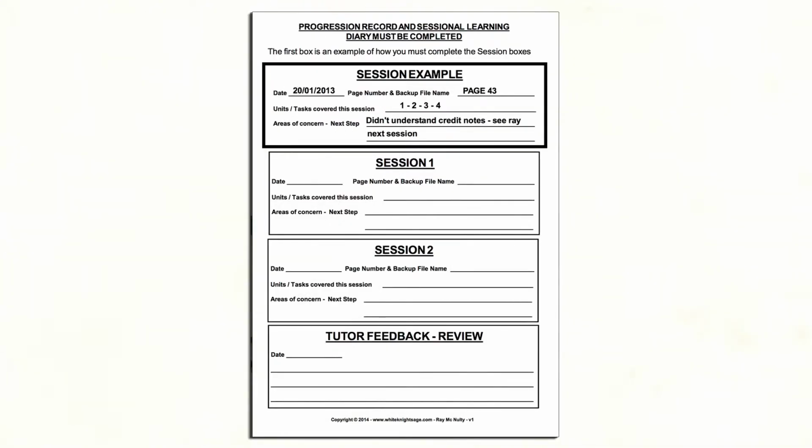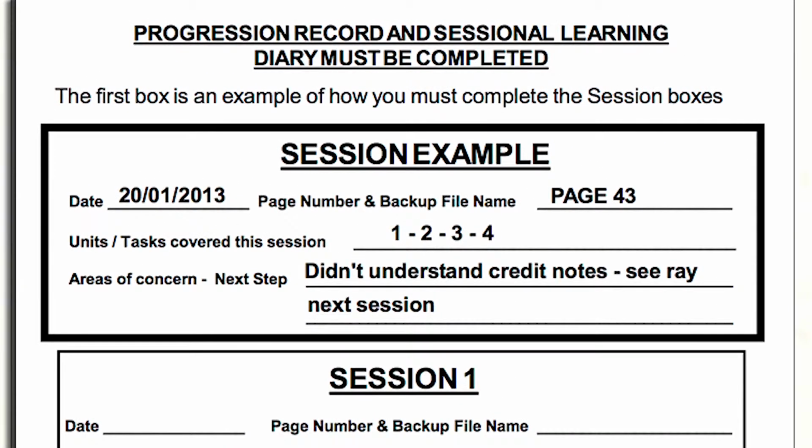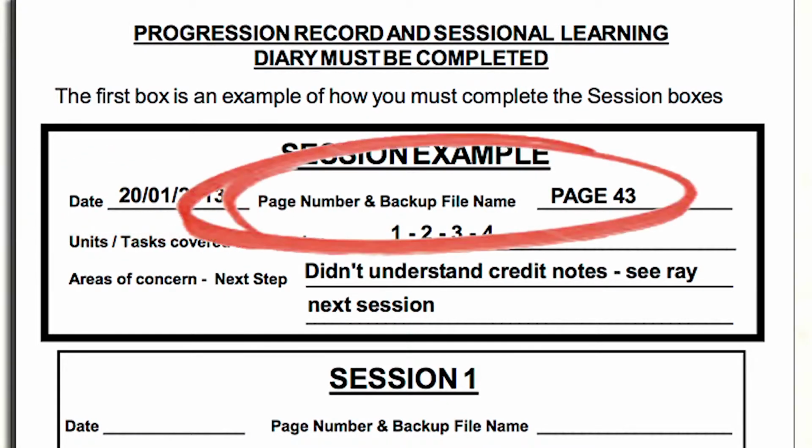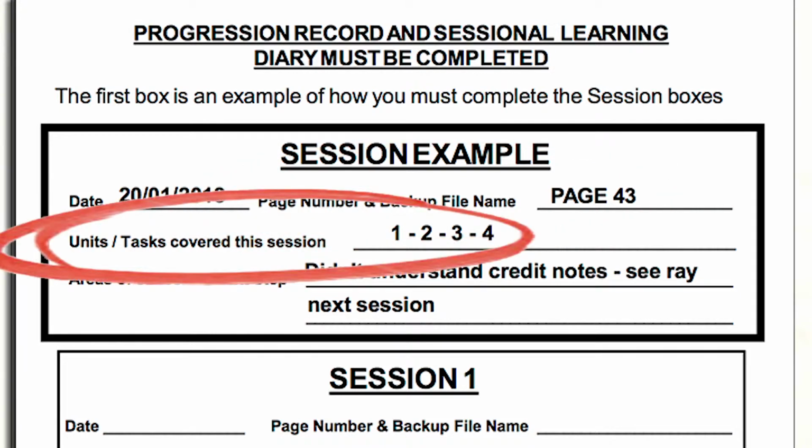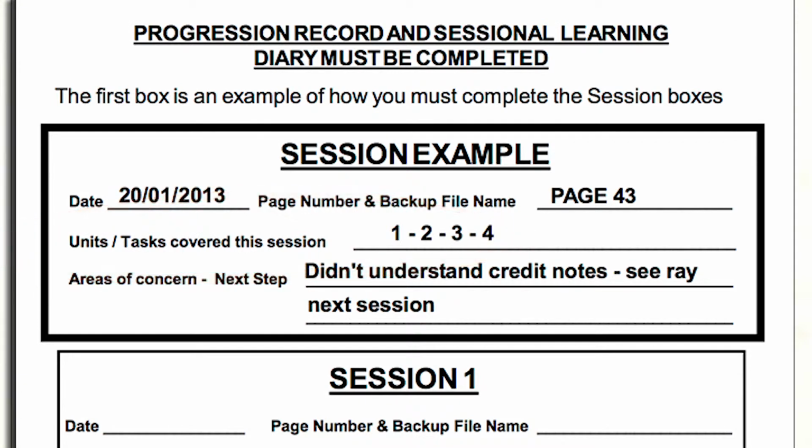At the end of each session, the student simply completes one of these boxes, and this includes the days of the session just completed. The page number and backup file name: this is the last page number completed, which will also be the file name of the backup that we're going to make. Unit tasks covered in this session: each exercise in the core training manual is given a unit or task number. The student enters the unit covered in this session.